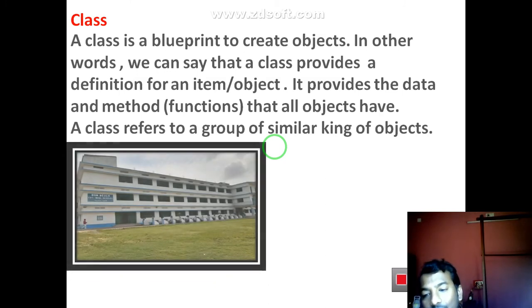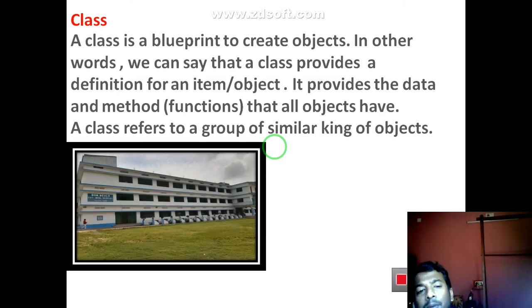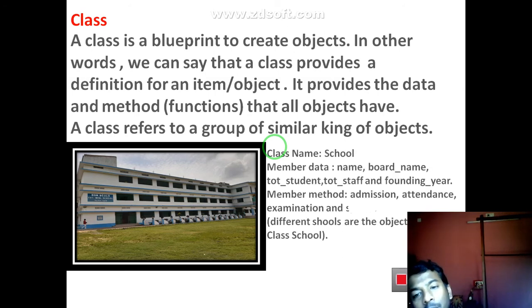Example, I have taken school. So what is the name of the school? School is the class. There are a number of data members and a number of methods working, like school name, school board name, total number of students, total number of staff, and the founding year. So these are the kinds of data members working in a school class. But what type of mechanisms are linked? Like member methods. First is admission, second attendance, examination, and sports. These are the very common member methods.